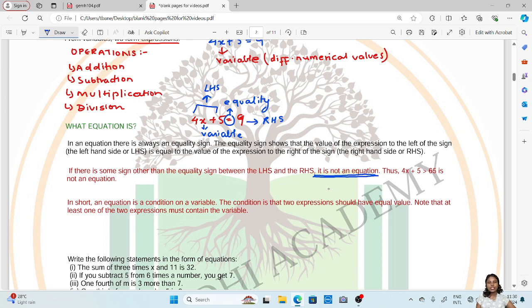Now see, here they have said 4x plus 5 and 65. Is this the equality sign? No. So what this means is basically that 4x plus 5 is greater than 65.